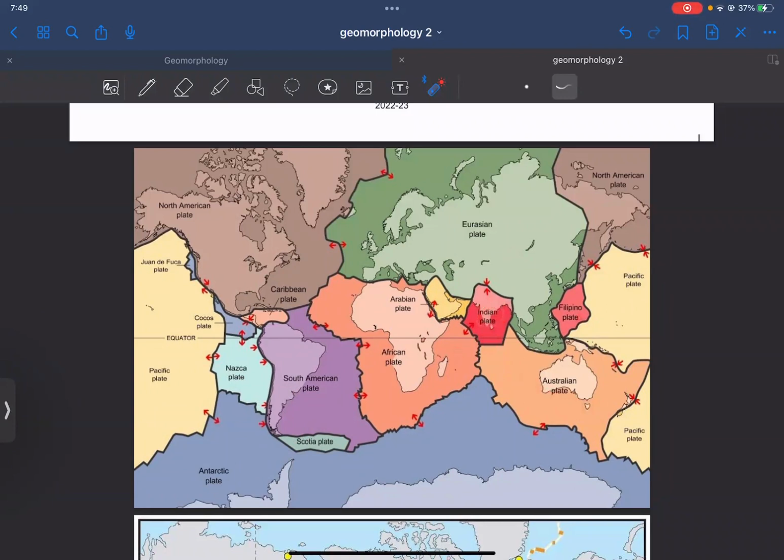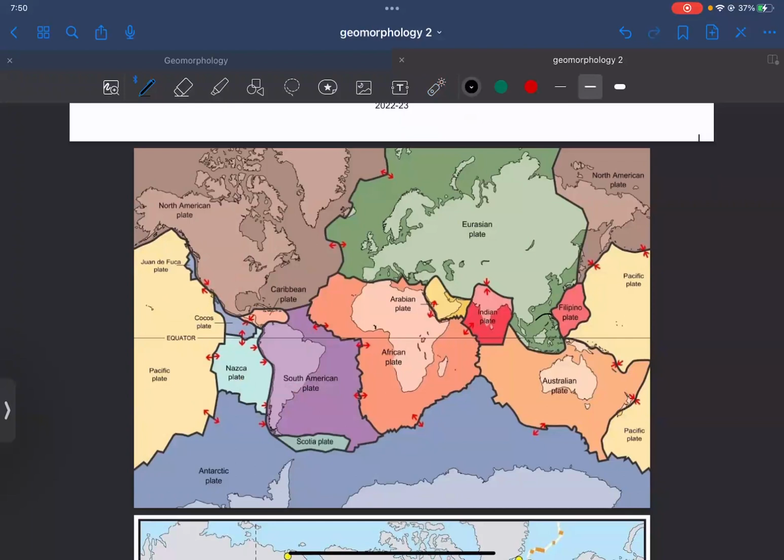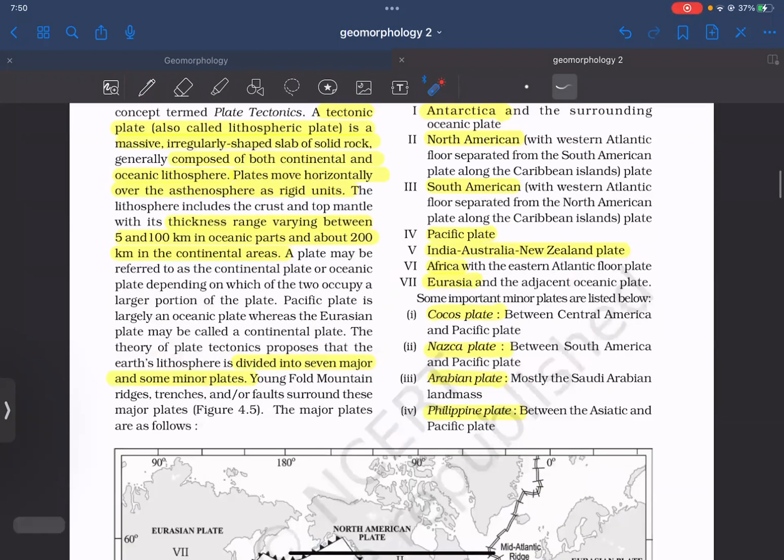Then the Philippine plate, this is the Philippine Island. It is between the Eurasian and Pacific plates. Also, you can remember one more plate. It is part of the Eurasian plate only, but over here we have the Sunda plate. But it is part of the Eurasian plate only. All right. So keep this in mind. These are the minor plates: Cocos, Nazca, Arabian, Philippine plate.